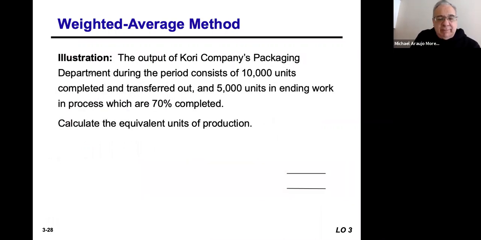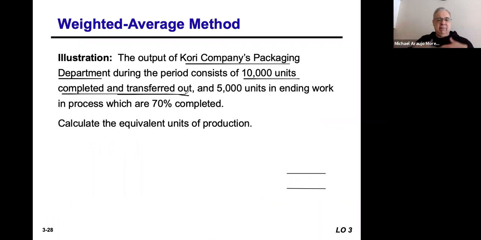So let's take a look. We have Corey Company Packaging Department. They have 10,000 units that are completed and transferred out. So these are fully complete, right? And then they have another 5,000 units that are only 70% complete. So what are the equivalent units of production?